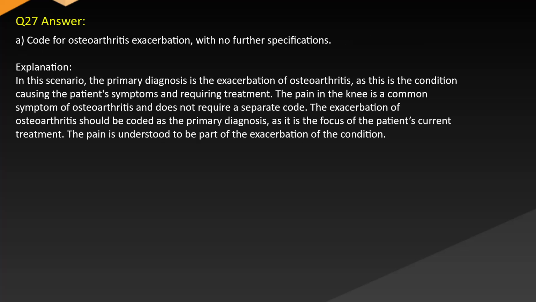Answer A. Code for osteoarthritis exacerbation with no further specifications. Explanation. In this scenario, the primary diagnosis is the exacerbation of osteoarthritis, as this is the condition causing the patient's symptoms and requiring treatment. The pain in the knee is a common symptom of osteoarthritis and does not require a separate code. The exacerbation of osteoarthritis should be coded as the primary diagnosis, as it is the focus of the current treatment. The pain is understood to be part of the exacerbation of the condition.